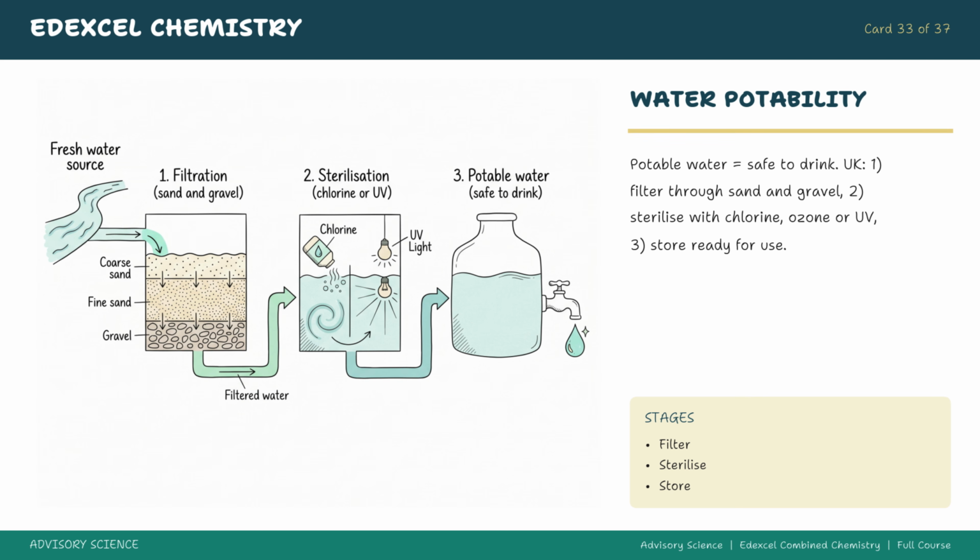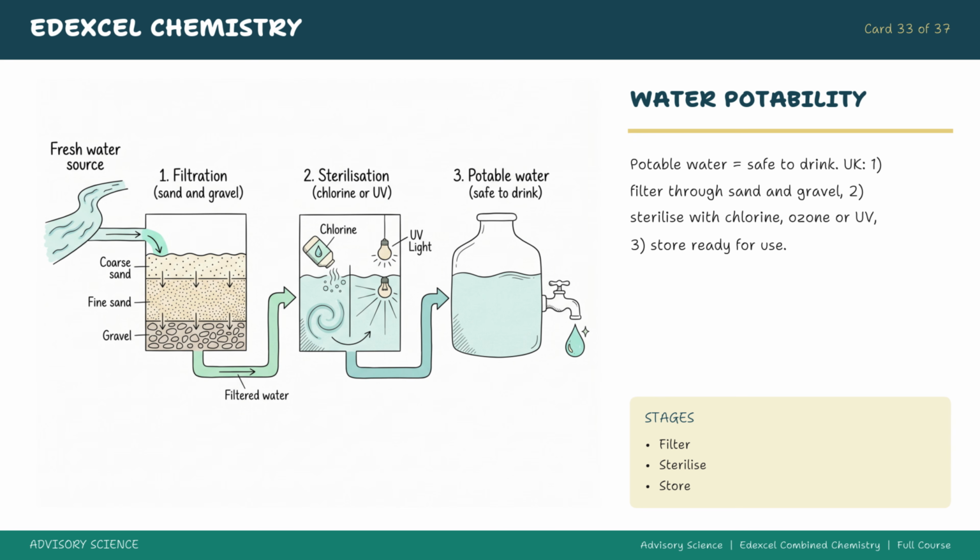Making water potable. Potable means safe to drink. In the UK, tap water starts as fresh water from rivers, lakes, or reservoirs. The process has 3 steps. 1. Filter the water through beds of sand and gravel to remove solids. 2. Sterilize the water using chlorine, ozone, or UV light to kill microbes. 3. In some places, add fluoride to protect teeth.